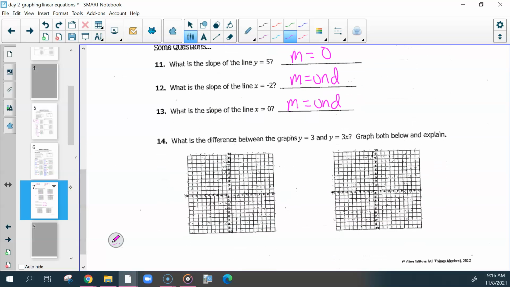We're going to graph both of these, and then we're going to talk about the differences and similarities. It does not matter which one you do where, but I'm going to do y equals 3 here and y equals 3x here. So take a second, go ahead and draw both of those graphs.